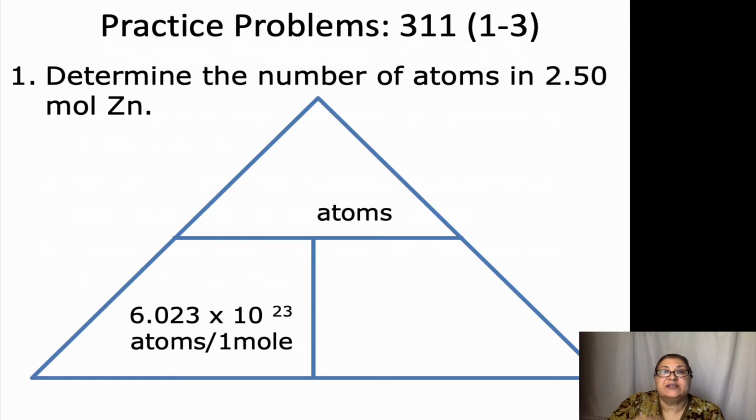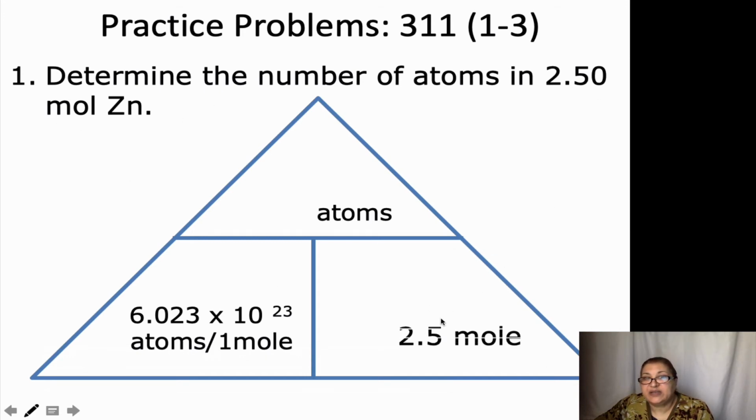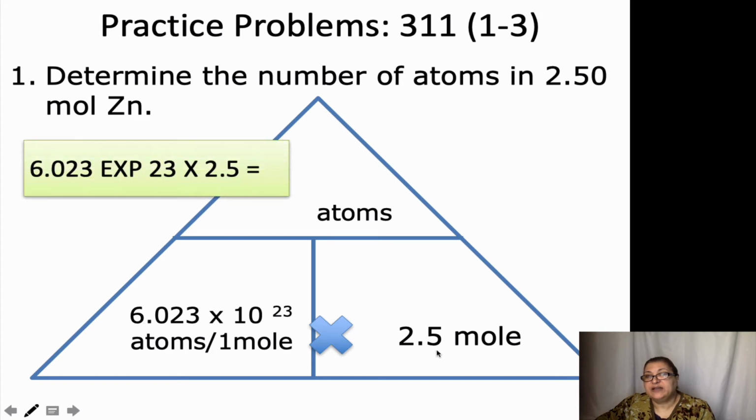The first one is: determine the number of atoms in 2.5 moles of zinc. We always start the same: conversion factor in this corner right here, atoms on top, moles on the bottom. What is given is moles, so 2.5 goes in this corner right here, and they're asking for atoms. They're next to each other, so you multiply 6.02 times 10 to the 23rd times 2.5.